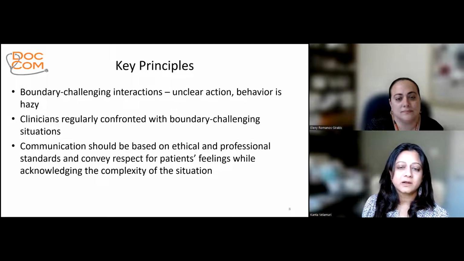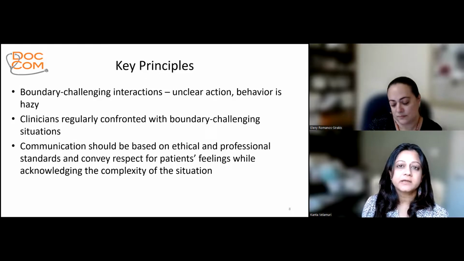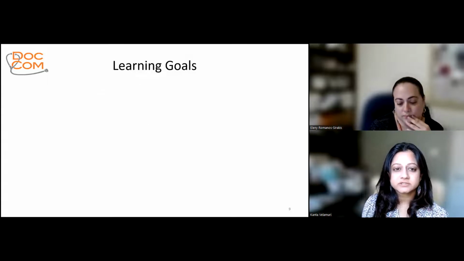A best practice for handling these would be to know the communication skills. That's something that we're going to try and cover today, as well as is there in that extensive module that Barbara talked about. Basically, what we're going to cover is that communication when boundary issues arise should be based on ethical and professional standards and should at the same time convey respect for the patient's feelings so you don't leave them feeling uncared for. And they are complex situations.